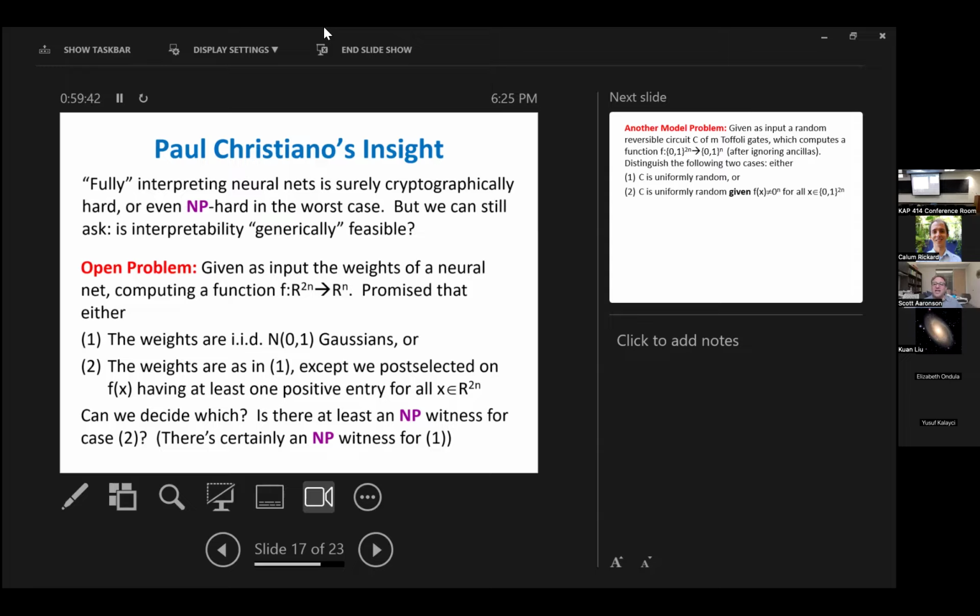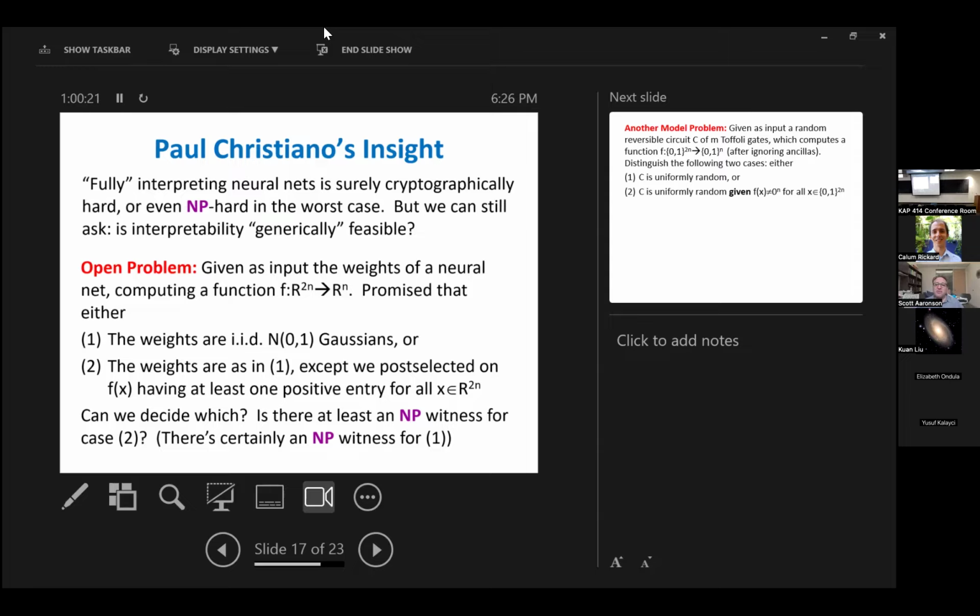Like, for example, it can never output an all negative vector. A random neural net, just by chance, would probably sometimes do that, right? Just by a counting argument. But we could imagine post-selecting or conditioning on the event that our neural net never produces this bad output. You can think of an all negative output vector as corresponding to something like "kill all the humans."